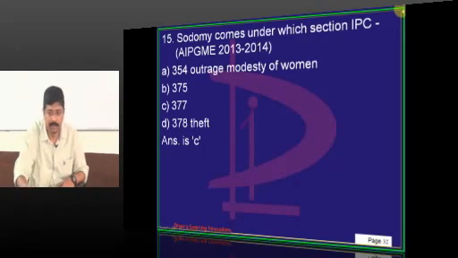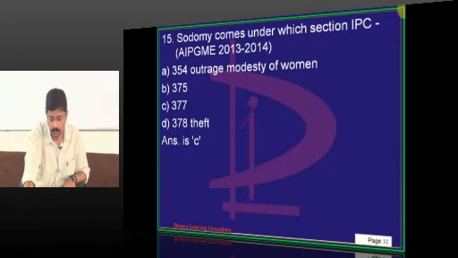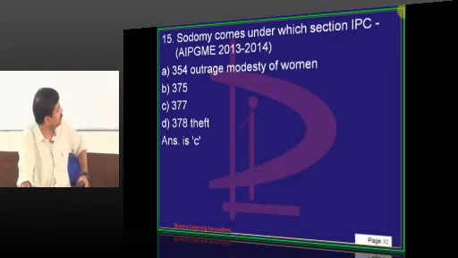So what are the unnatural sexual offences? Sodomy, masturbation and... anyone who is online, what are the unnatural sexual offences?